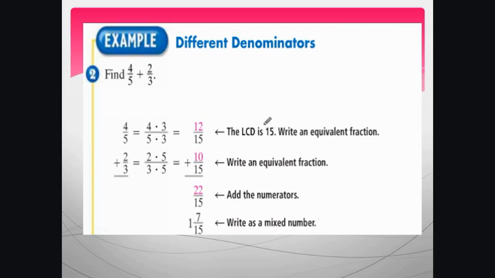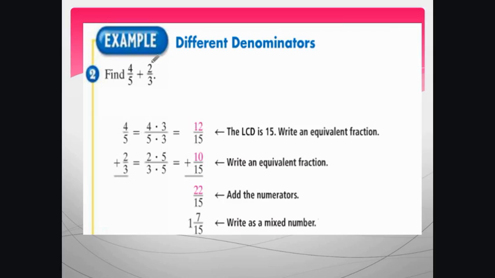And we're going to write equivalent fractions. So 4/5, to have a common denominator of 15, we need to multiply the numerator and the denominator by 3. When we do that, we have an equivalent fraction of 12/15. So the equivalent fraction to 4/5 is 12/15 because we have to have a common denominator.